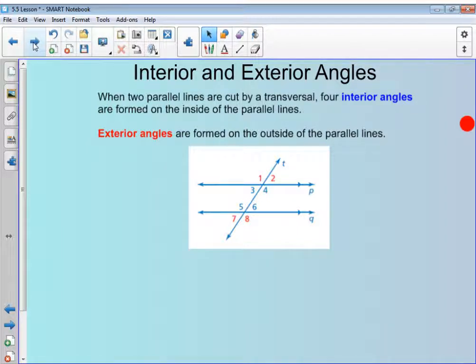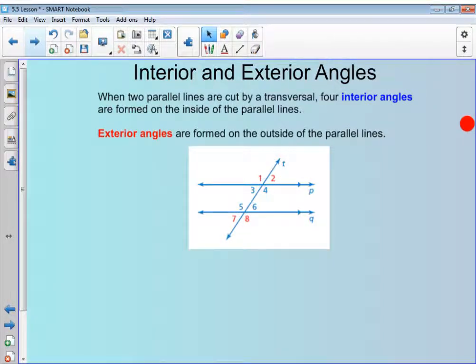So corresponding angles were when you would look at that set of one part of the parallel lines and you would say, well, 2 corresponds to 6. They're in the same position on each of the parallel lines. Okay, that was corresponding, and we knew that if we knew one of the angle measures, we could solve for all 8 of these angle measures. Okay, so that was what we worked with yesterday.